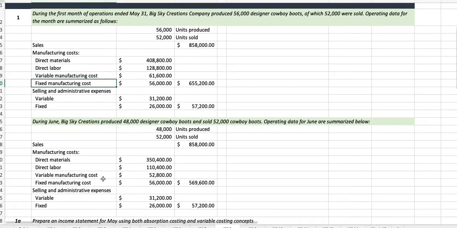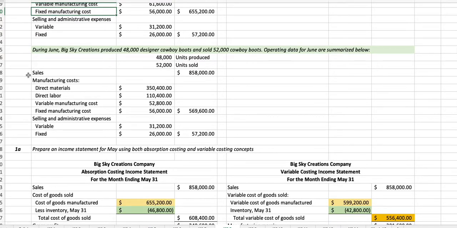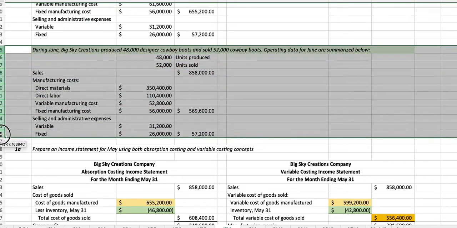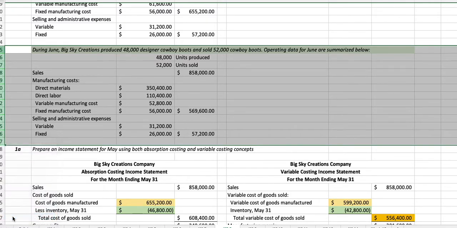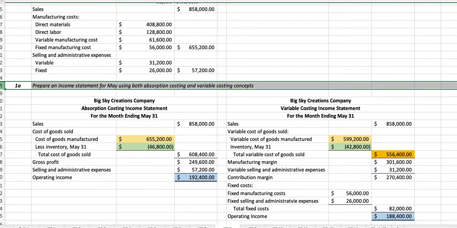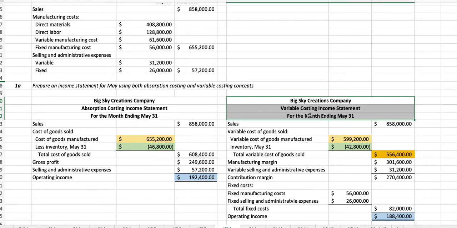So now let's go on to the solution set. Because there's so much data here, I'm actually going to hide some information so that we can focus on just May. Okay, so we were told to prepare an income statement for May, and we want to prepare that income statement both as absorption costing, which is the first side, and in variable costing income statement.